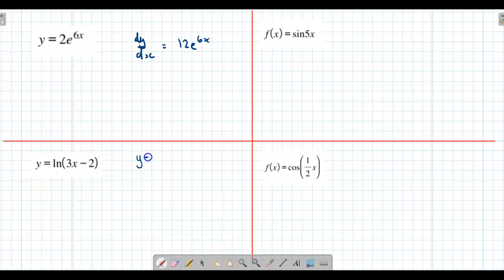So I'm going to say that that's y equals log u. And dy by du is 1 over u. And u was 3x minus 2. So du by dx is 3. Now when I multiply these two together, just going to write this as y prime, I get 3 and then u, which is 3x minus 2.